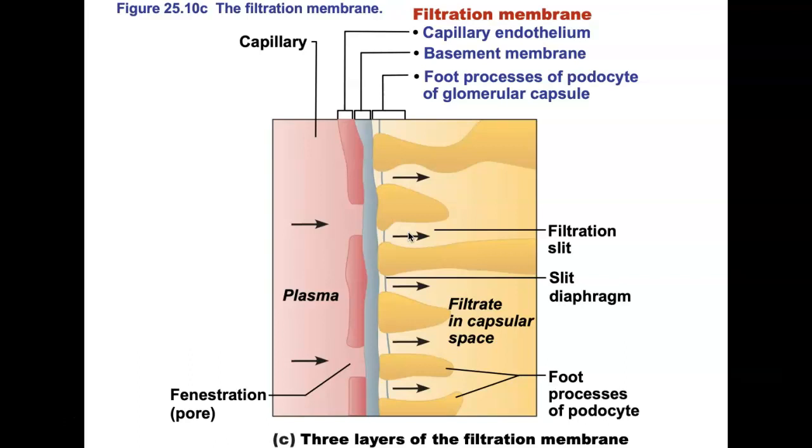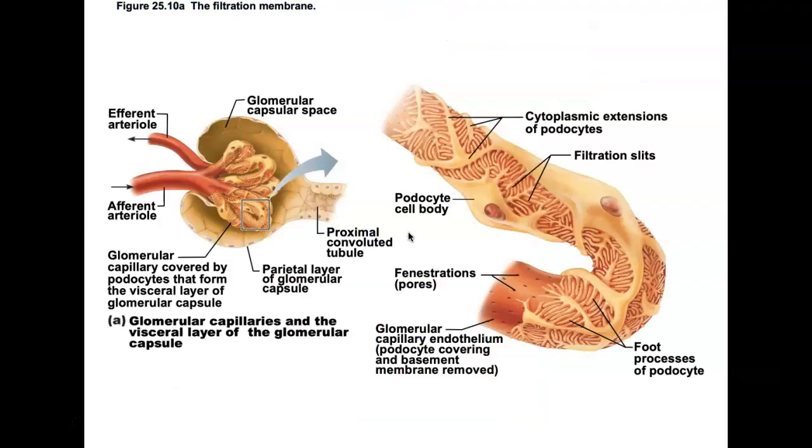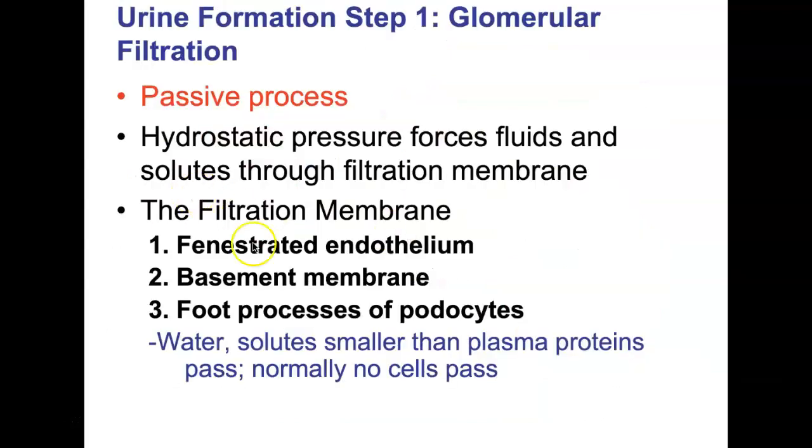So as a result, the basement membrane electrically repels many negatively charged macromolecular anions such as plasma proteins, reinforcing the blockade based on molecular size. Let's take a look at the foot processes, which is the third component of the filtration membrane.